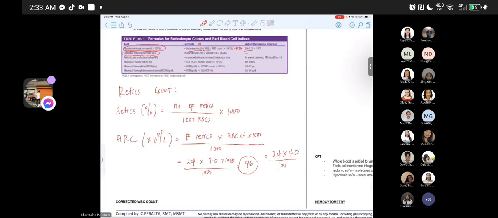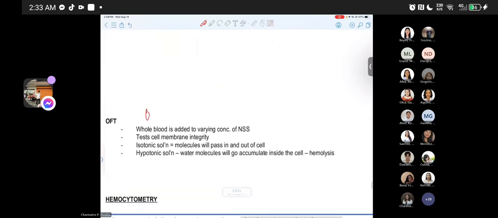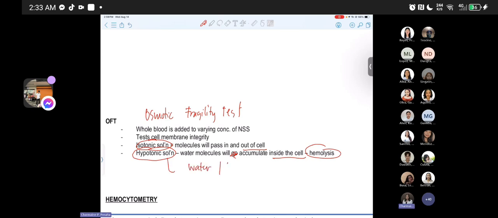Next, we have OFT, or osmotic fragility test. Whole blood is added to a varying concentration of NSS. Ito yung serial dilution. Tapos ine-expose yung cell sa different isotonicity. Pag isotonic ang solution, molecules will pass in and out of the cell. Pag hypotonic ang solution, water molecules will accumulate inside the cell. So magkakaroon ng hemolysis kasi sa hypotonic solution, kung nasa ng tubig, nandun din ang sodium. So nagkakaroon ng imbalance between sodium and potassium. So nangyayari, nagkakaroon ng cell burst. Kasi punong-puno yung RBC ng tubig. So, nangyayari yun kapag hypotonic ang solution.